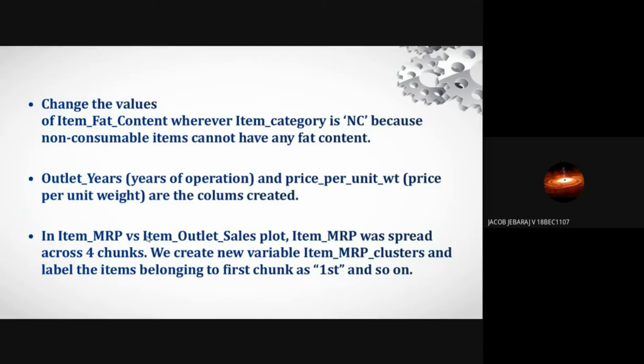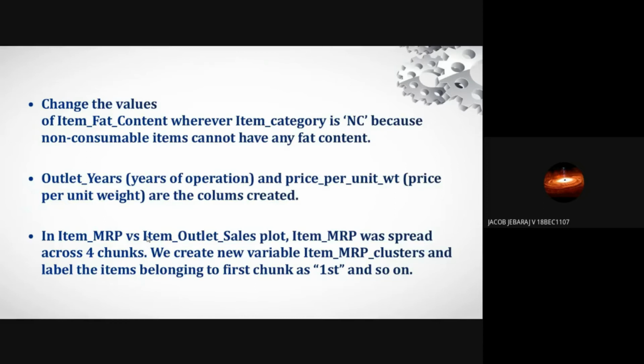So we are normalizing that. We are dividing by how much 1 kg, so we can easily predict the output in a highly efficient manner. Then we are separating the item MRP and item outlet sales process. We are creating four different categories in that.